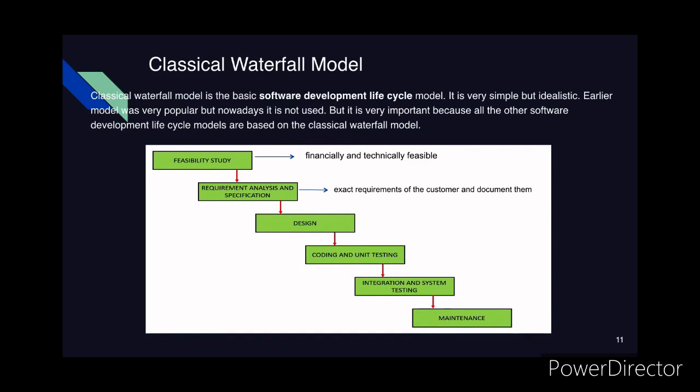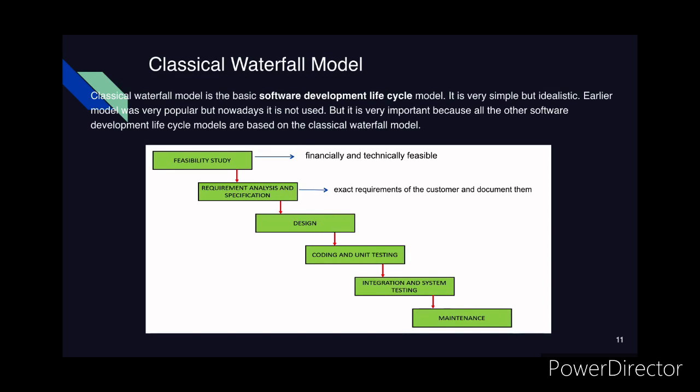The classical waterfall model is the basic development life cycle model. It is very simple but idealistic. Earlier this model was very popular, but nowadays it is not used. As I said, it is idealistic, but as you know, nothing can be idealistic every time. That is why nowadays the classical waterfall model is not used, because the features of the waterfall model cannot be used in real time. But it is very important, because all the other software development lifecycle models are based on this classical waterfall model.